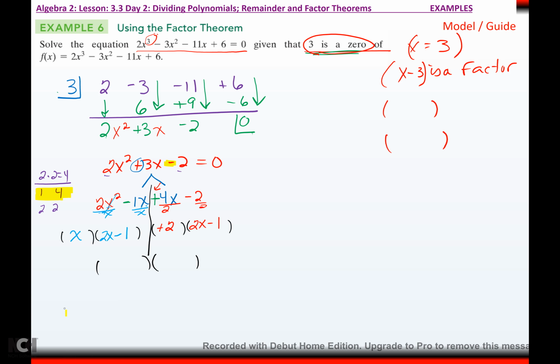At this point, you better end up with a matching binomial, or you did something wrong, or it's prime and can't be factored any further. But I do have a matching binomial, so my GCF again is 2x minus 1. If I factor out 2x minus 1 from both sides, it cancels, and I'm left with x plus 2.